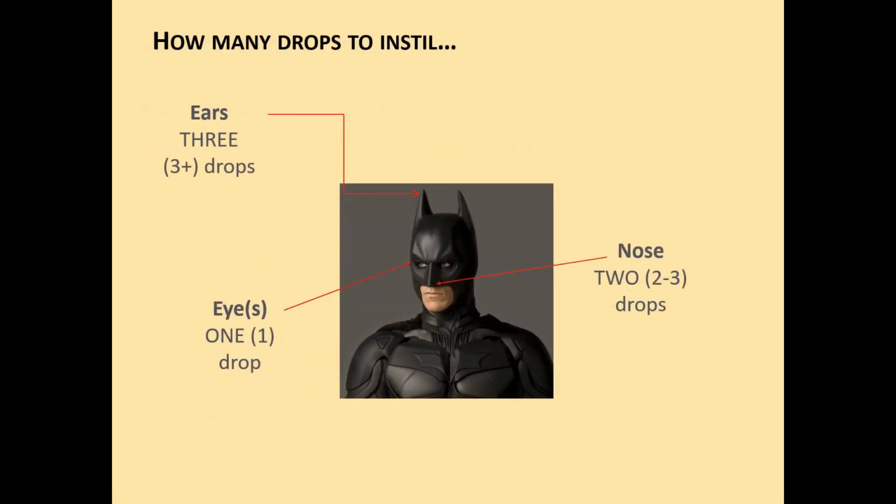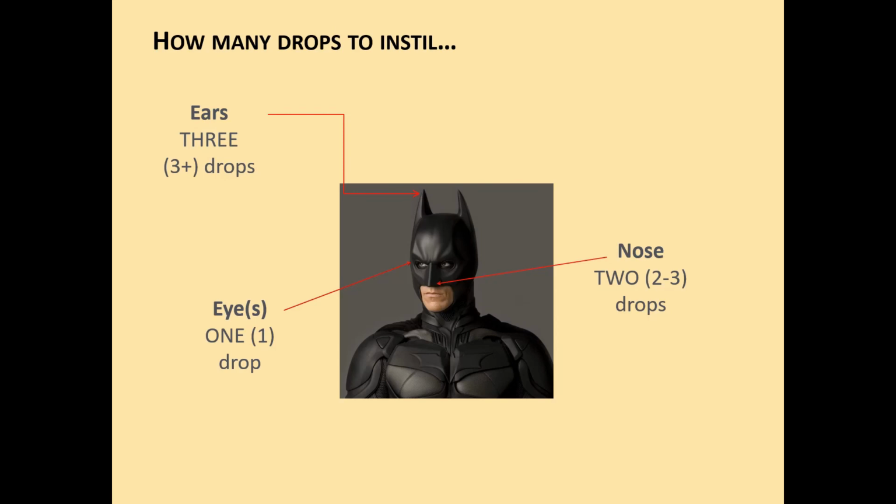When thinking about how many drops to instill, there's a rule of thumb of 1, 2, 3. That's 1 drop into the eye, 2 to 3 drops into the nose, and 3 or more drops into the ears. If you think about it, this makes sense. The eye can only take 1 drop. Any more than that would just flush out.